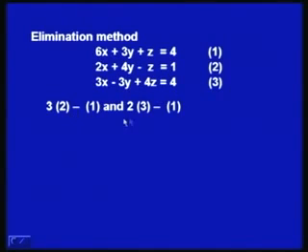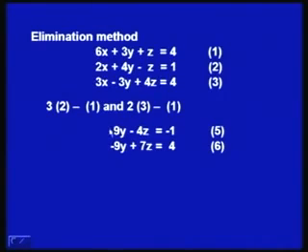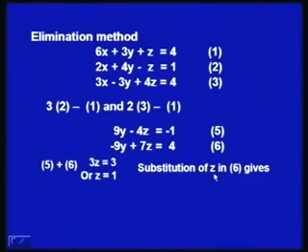If we do this simplification, then we have 9y minus 4z is equal to minus 1, while the second operation gives us minus 9y plus 7z is equal to 4. Then one can add equations 5 and 6. The y will be eliminated, and what we have is 3z = 3, which gives us z = 1. Now, if you substitute z in 6, we can get y as 1 by 3.